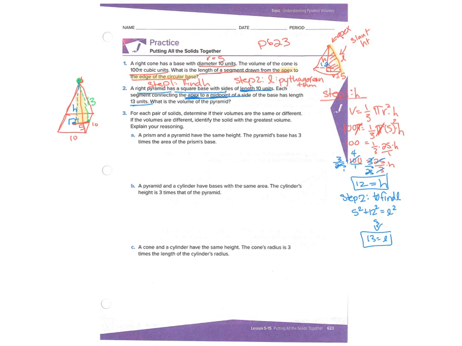So hopefully that would help you understand the sketch that would give you the volume for number 2 in the practice.